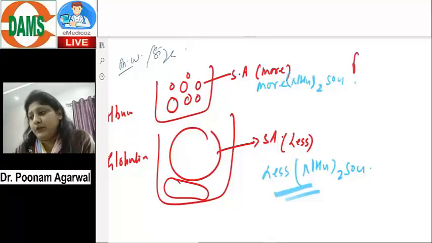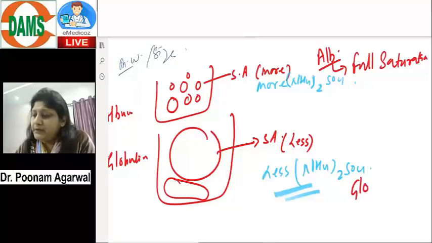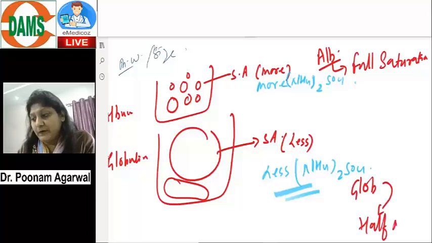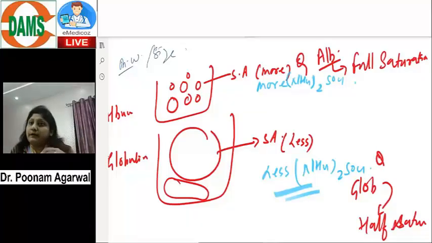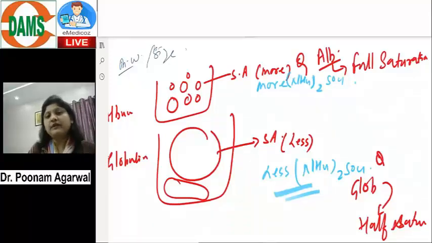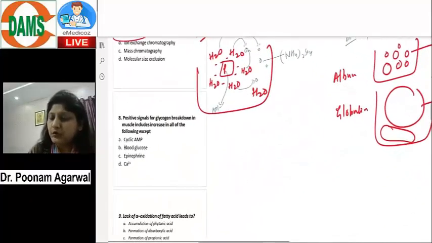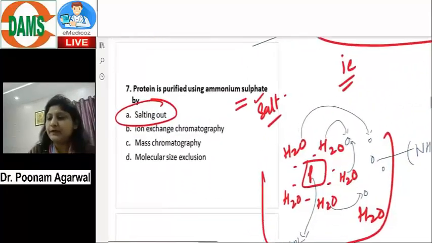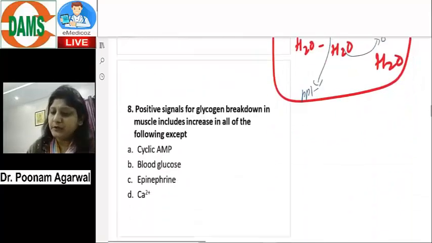So it is called fractional precipitation. Now this is your MCQ: albumin will be precipitated at full saturation, and globulin will be precipitated at half saturation by ammonium sulfate. Half saturation. These are your MCQs. So you should also know that albumin is precipitated by full saturation of ammonium sulfate, and globulin is precipitated at half saturation itself, because of lesser surface area, fewer molecules, and so less ammonium sulfate is needed. Right. So this is about the method of protein precipitation, and when you use ammonium sulfate, this process is called salting out.